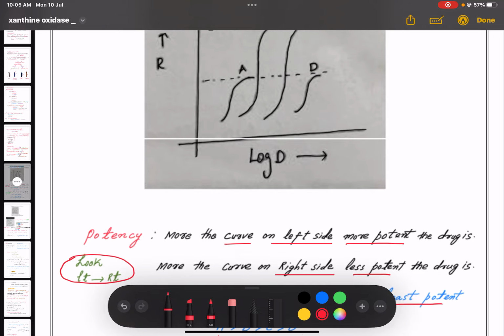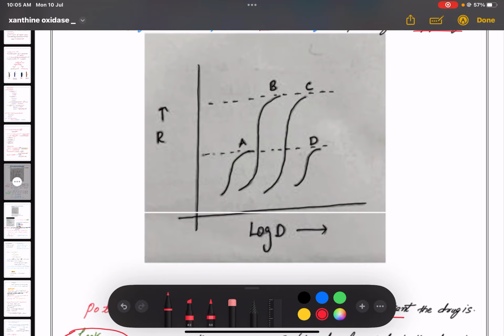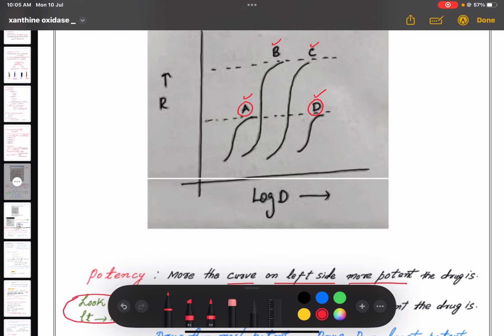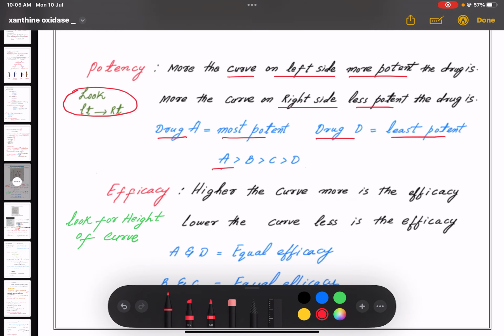As I can show you here in the graph, curve A is on the extreme left position. It means drug A is most potent, and drug D is on the extreme right position. Therefore, drug D is least potent. I hope this is clear. What is the order of potency? A is more potent than B, B is more potent than C, and C is more potent than D. Now, this is the order of potency.